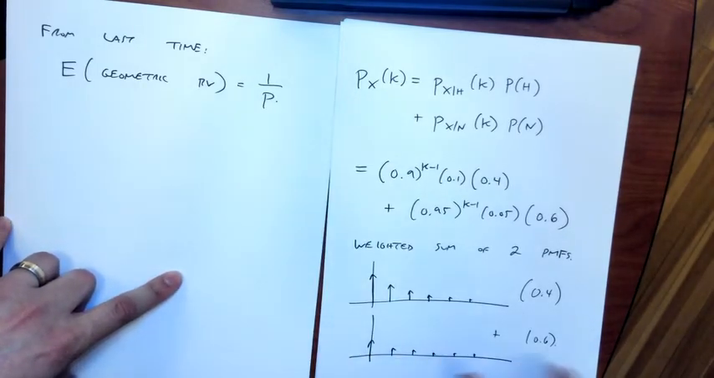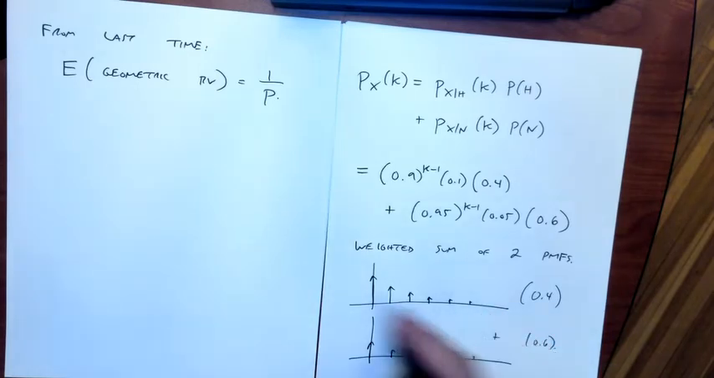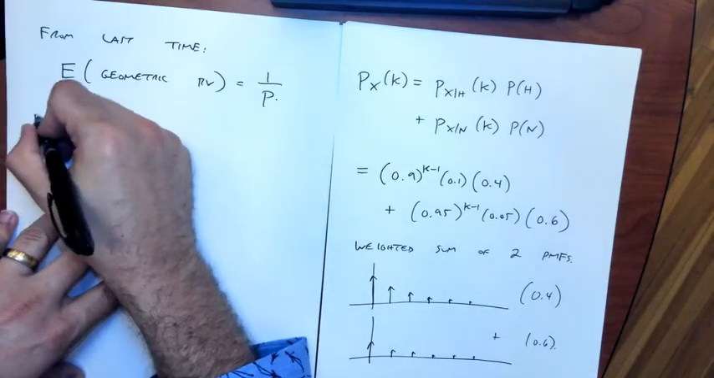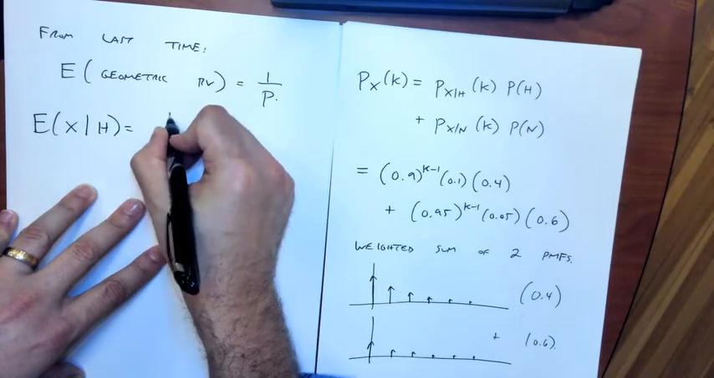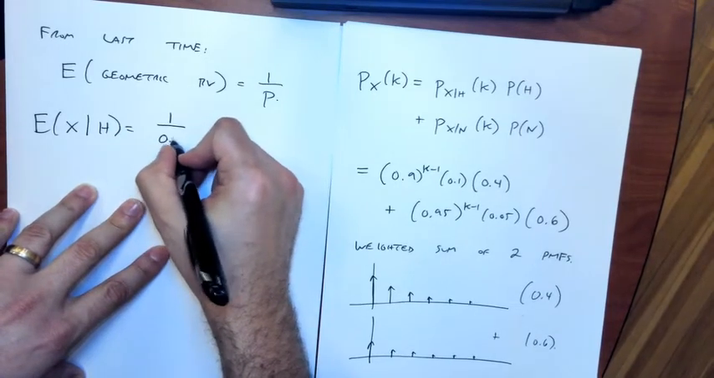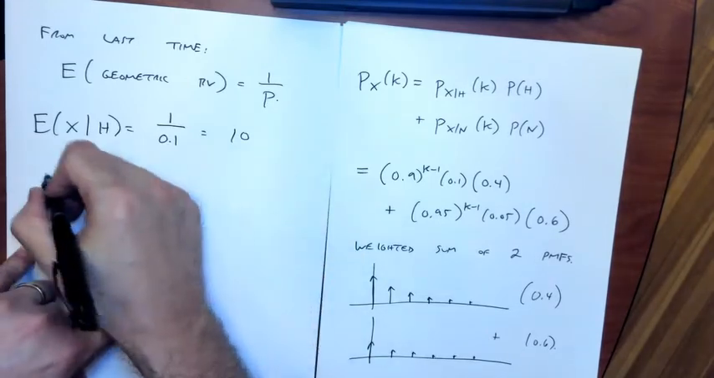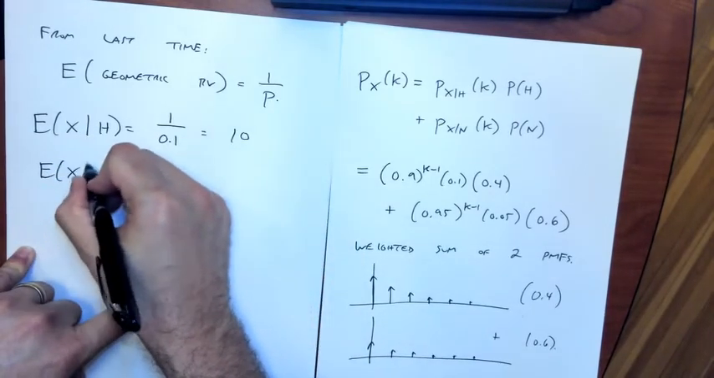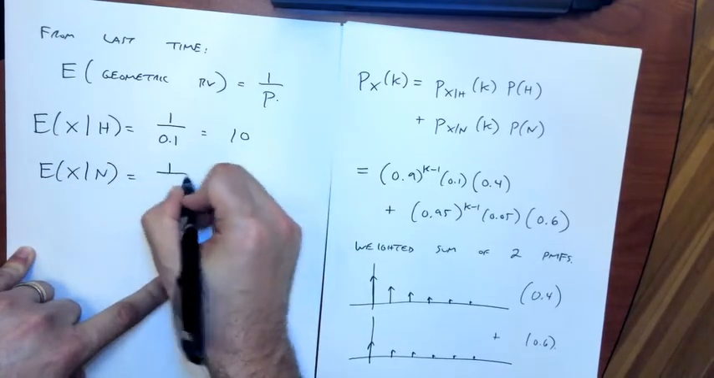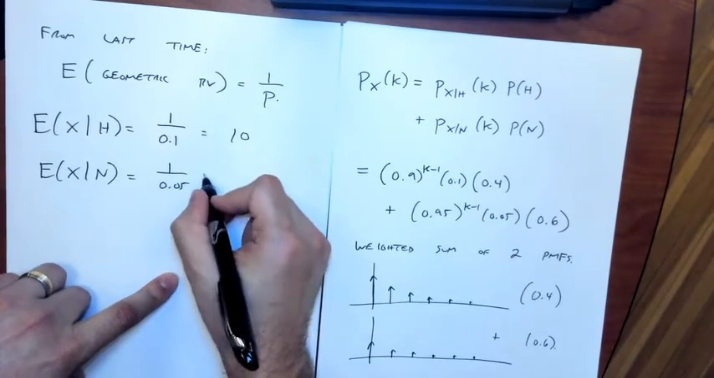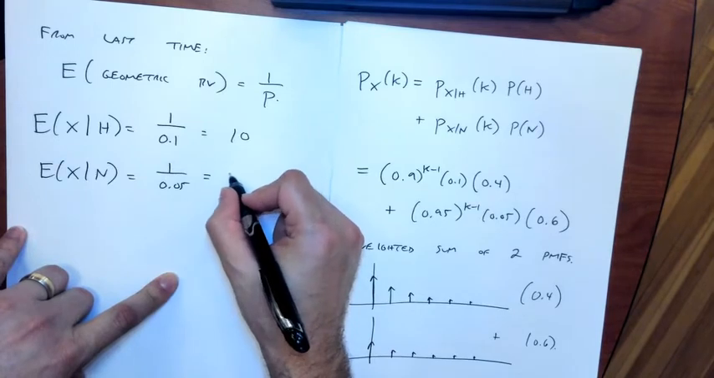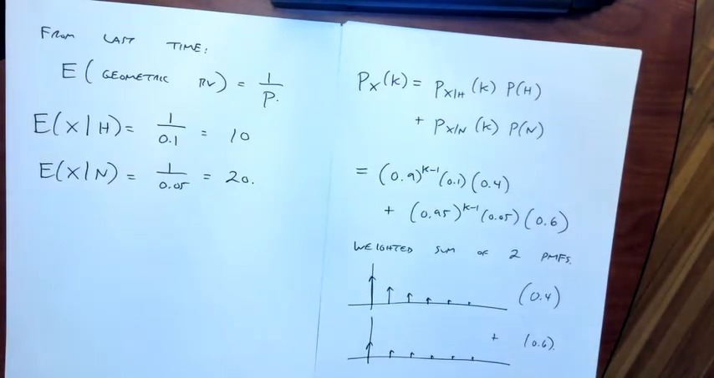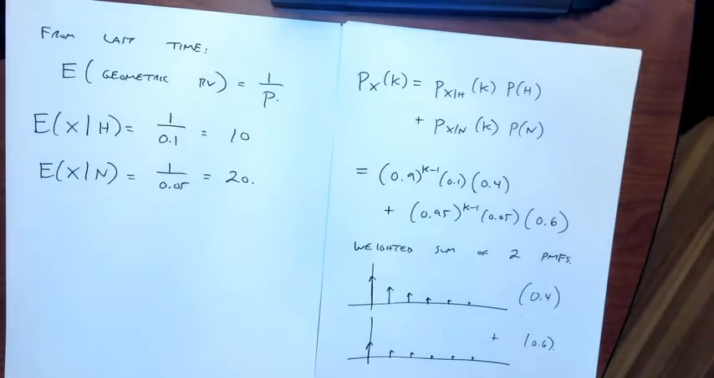And so what does that mean for this example? That means the expected value of x given that I'm in the high blood pressure case is 1 over 0.1, which is 10. And the expected value of x given that I'm in the normal case is 1 over 0.05, which is 20, right? And this is maybe why this model makes sense, because you're going to live a little bit longer if you don't have high blood pressure, right?